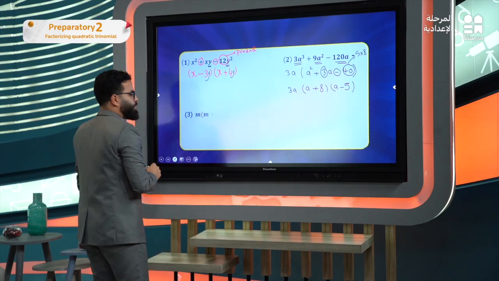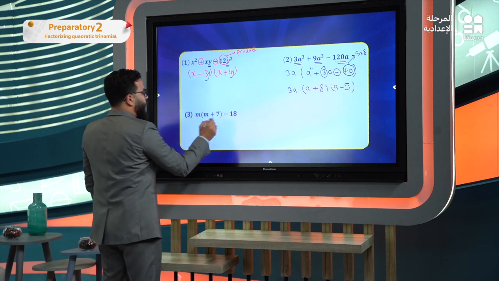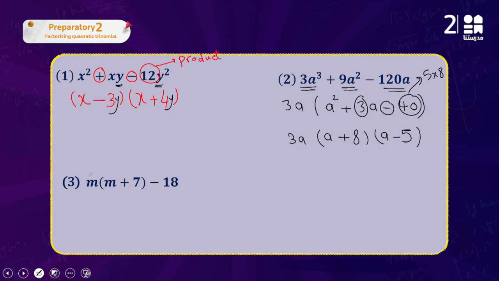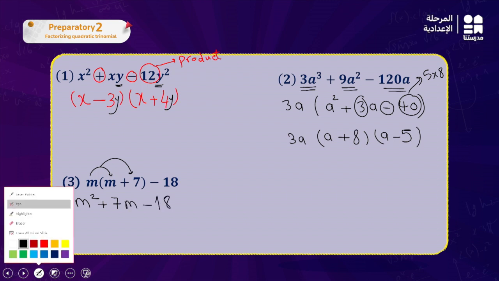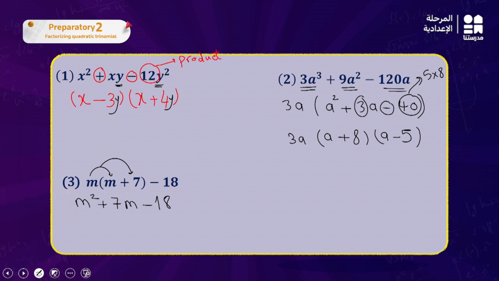The next one: m multiplied by m plus 7 minus 18. So I will expand the brackets. It will be m squared plus 7m minus 18. This is the new expression. Let's factorize this expression. Factorizing m and m. The last term is negative, so one positive and one negative.